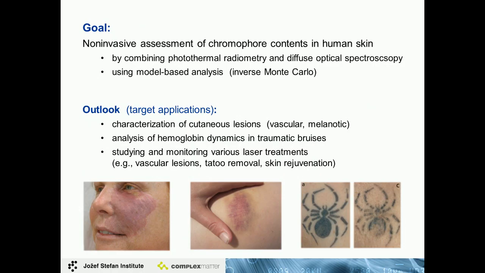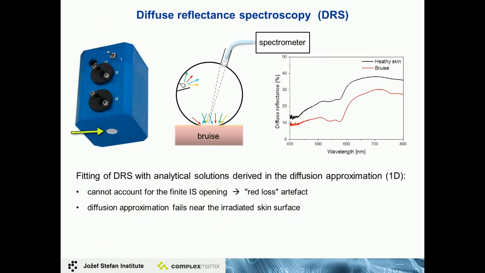So the outlook, as said, is characterization of some lesions. After we have assessed the healthy baseline, we can then look at some modifications that we see in the structure and the contents. Perhaps a study that's ongoing in our group is analysis of hemodynamics in traumatic bruises for forensic science interest. And maybe also in the future, studying and monitoring various laser treatments like removal of vascular lesions, tattoos, or skin rejuvenation.